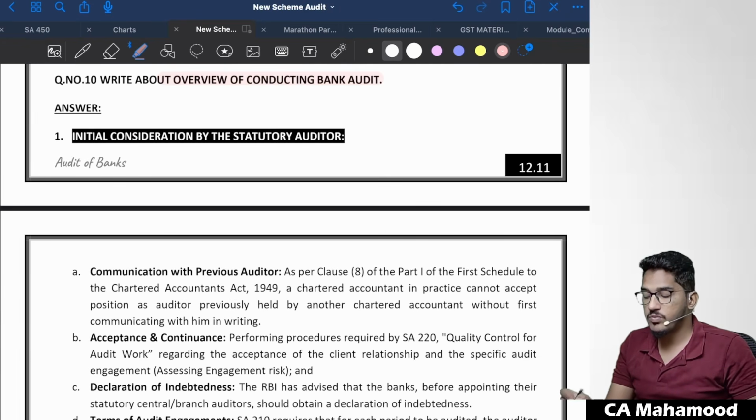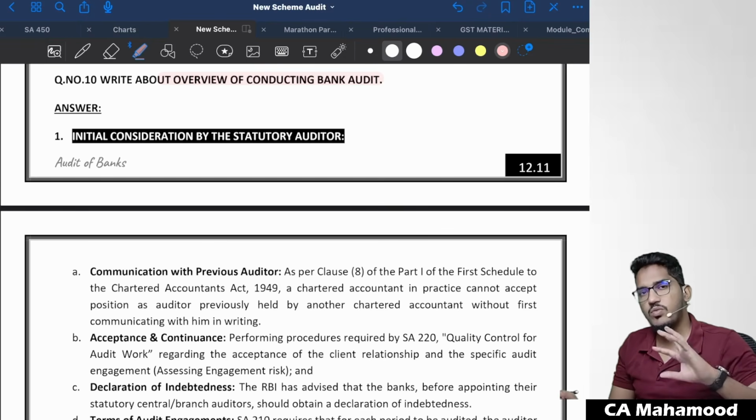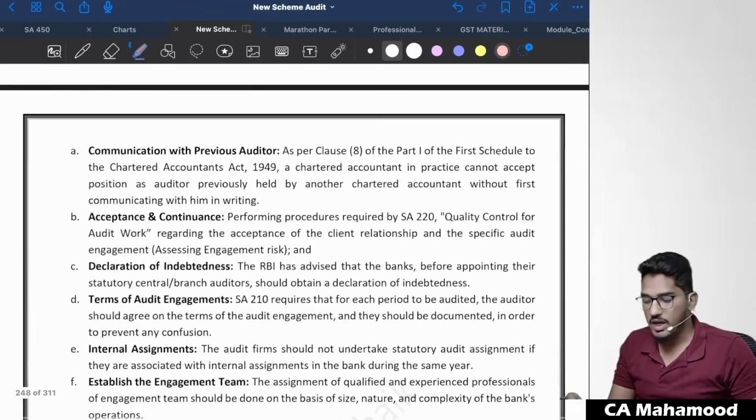Then we have one more question: overview of conducting overall bank audit. What will happen in the bank audit? Just an overview they will give. They will not talk in a detailed manner. They are going to give an overview regarding how to conduct a bank audit.